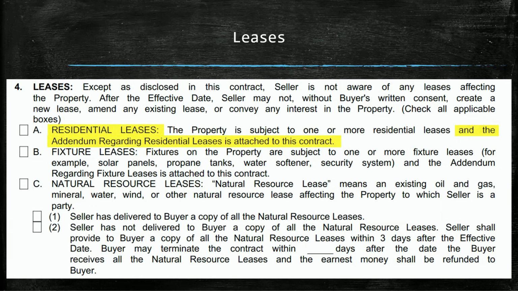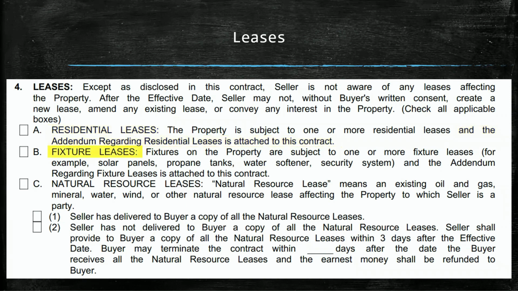But you need to be aware if there is any kind of lease situation going on, whether it's a voluntary or involuntary lease from the seller's perspective, we are going to have to attach this additional document. And we're going to have to do something about the residential leases before the closing date.